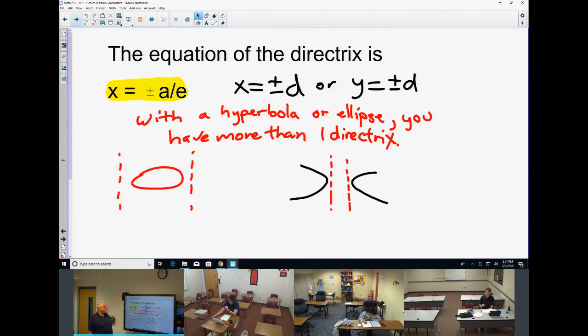Now, the equation of the directrix, if we don't know what the d is, then we can calculate it by a divided by e. And sometimes it's positive, sometimes it's negative. In this case, it's plus or minus, unless you're talking about one directrix going with one focus and the other going with the other focus. And so then you can get the plus or minus that way. But typically, we just find the equation of one directrix given one focus for these. Okay.